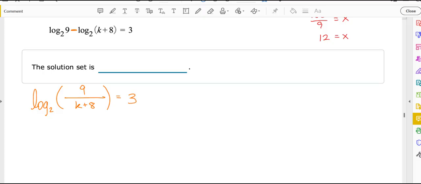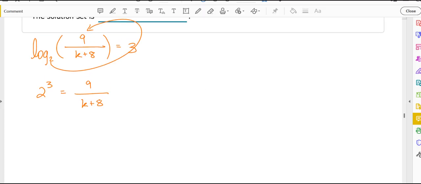I don't know how to solve logarithmic equations unless I convert it to an exponential equation. So let's go play the circle game. I'm going to do 2 to the 3rd power equals 9 over (k plus 8). What is 2 cubed? 2 times 2 is 4 times 2 is 8 equals 9 over (k plus 8).